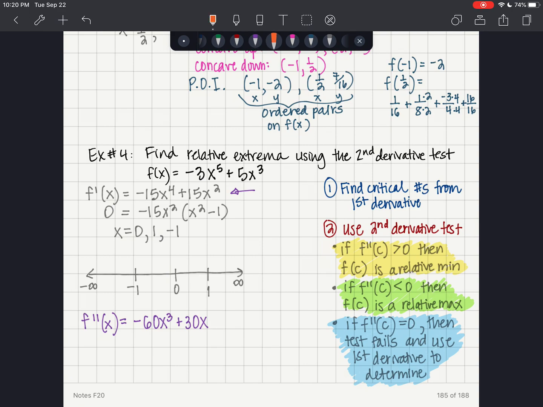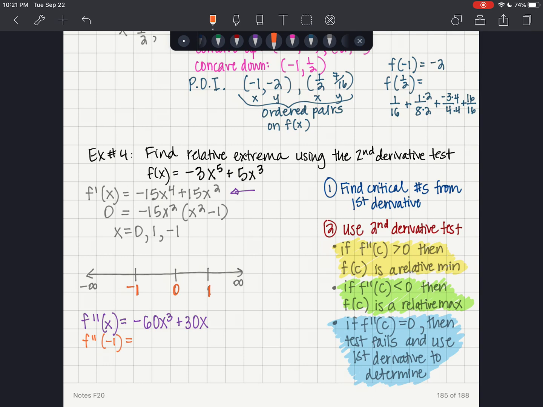Now we're going to test these values. Negative 1, is that an input that's going to give me a relative max or min? I'm going to test 0. Is that an input that's going to give me a relative max or min? And then I'm going to test positive 1. Is that an input that's going to give me a relative max or min? So we've got f double prime of negative 1. Let's see what that is equal to. If it's greater than 0, then it's a relative min. If it's less than 0, relative max. Equals 0, it fails, and we have to go back to the first derivative and test the first derivative.